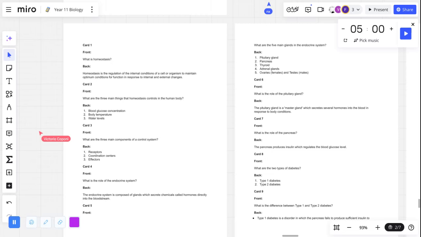Okay, I've started now. So what we've got to do in homeostasis, you have to understand why we need homeostasis. We have to keep our temperature and things like our pH the same. We'll keep the water levels the same and things like blood glucose concentration. The big one for me is body temperature.